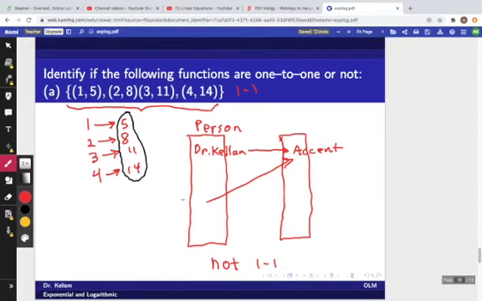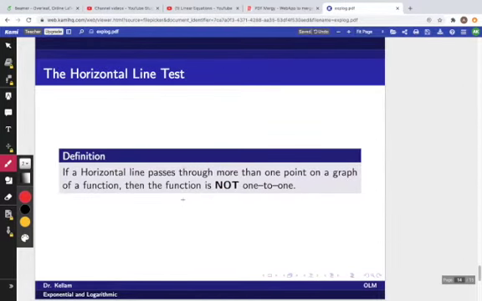Let's look at this, the horizontal line test. Essentially, this is the exact same thing as the vertical line test, except we're talking about horizontal lines. So if our horizontal line touches more than one point on the graph, it's not one-to-one. Otherwise, it is one-to-one.